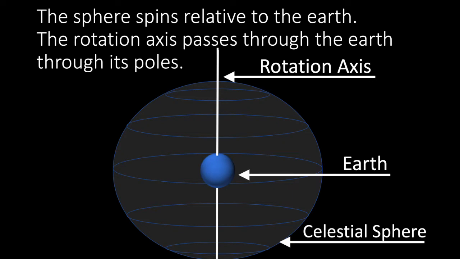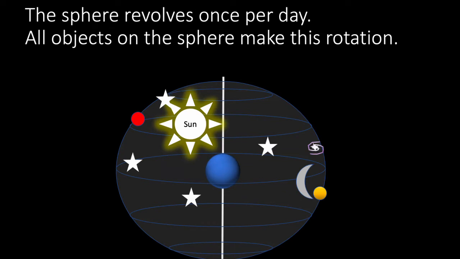Now, it's actually the Earth that is spinning, but it's often convenient to think of the sphere as the thing that's spinning. The rotation axis passes through the Earth through its poles. The sphere revolves once per day. All objects in the sphere make this rotation.